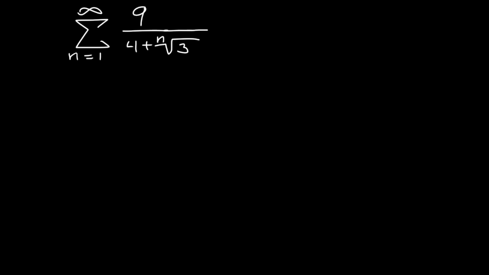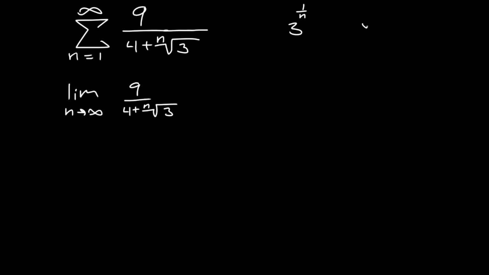Okay, so here's our next problem. To solve this problem, we're going to take the limit as n approaches infinity of 9 divided by 4 plus the nth root of 3. Now, to solve this, we're going to simplify this nth root of 3. We're going to change how this looks. We're going to rewrite the nth root of 3 as 3 raised to 1 over n. And this is equivalent to the nth root of 3.